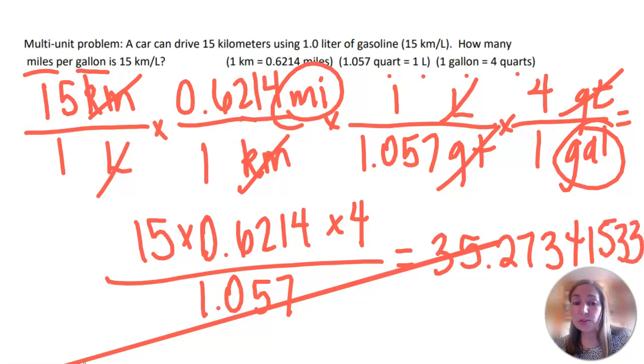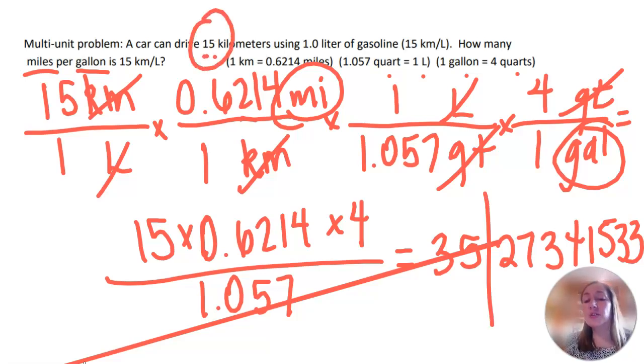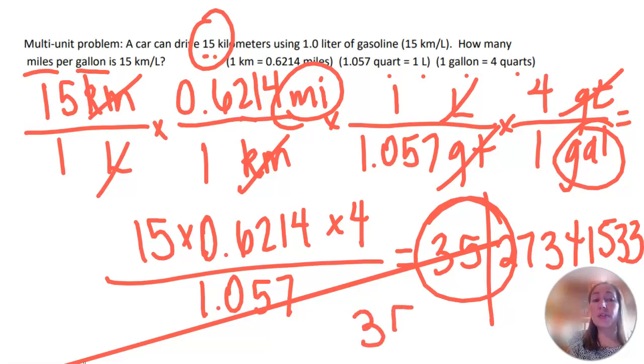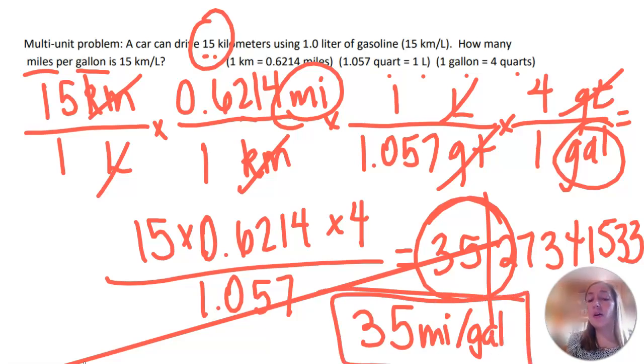Whoa, that's way too much precision, right? We only had 2 sig figs, so we can only have 2 sig figs, or about 35 miles per gallon. Sorry that we're living with that big line for now, but we're just going to go ahead and ignore it.